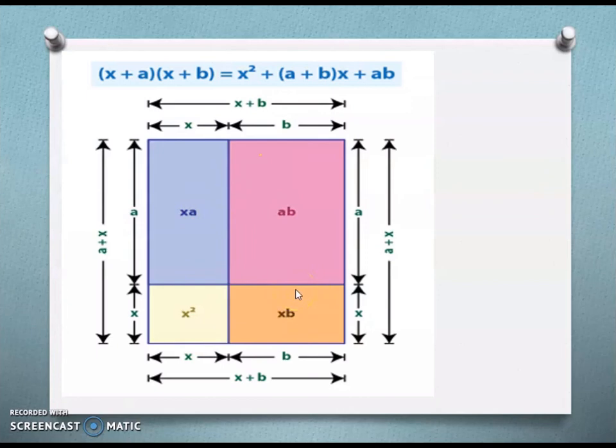So x plus a into x plus b, that is this entire rectangle's area is x plus a into x plus b. One side is x plus b, another side is x plus a. So this entire rectangle's area is equal to the sum of the areas of all these four portions. That is x square plus ax plus bx plus ab. So again, when you take x common from these two, you will get this identity.